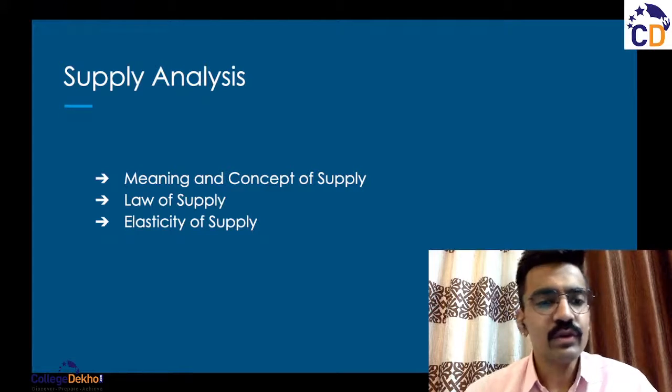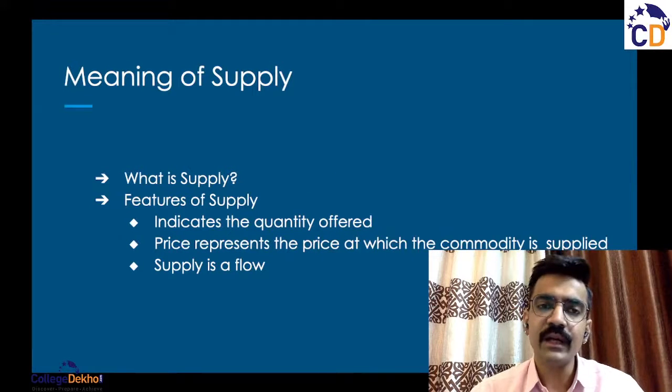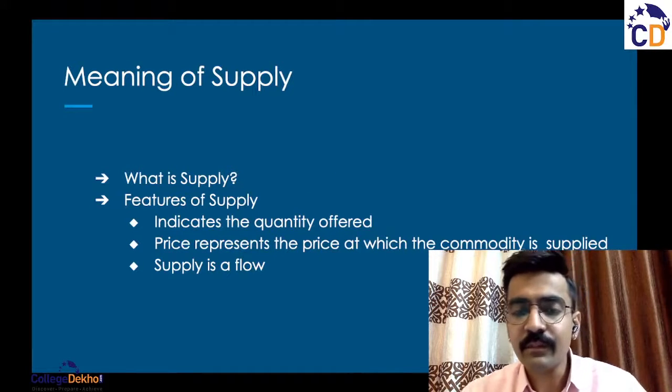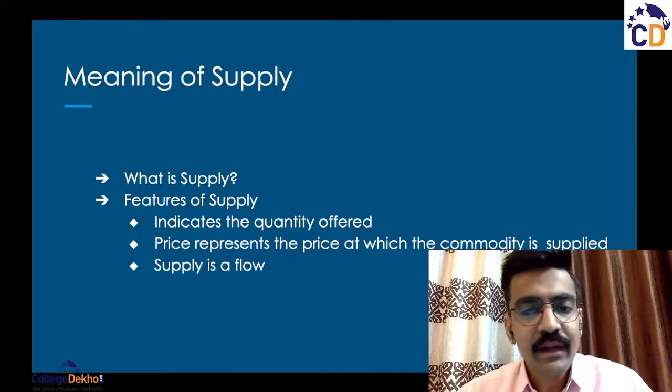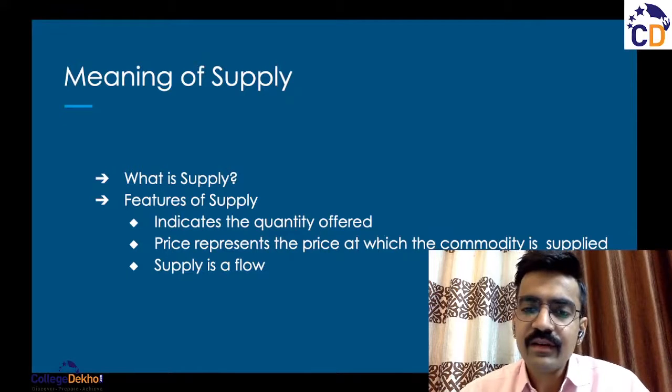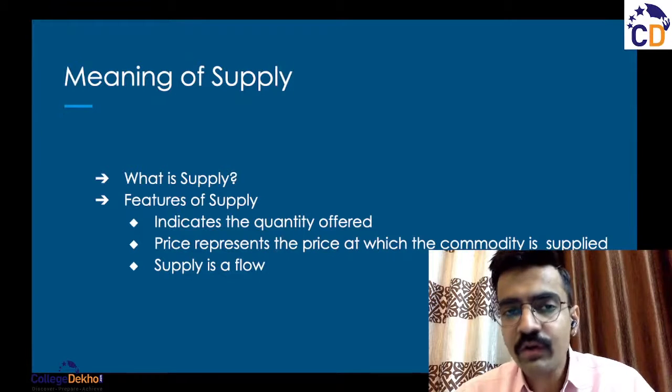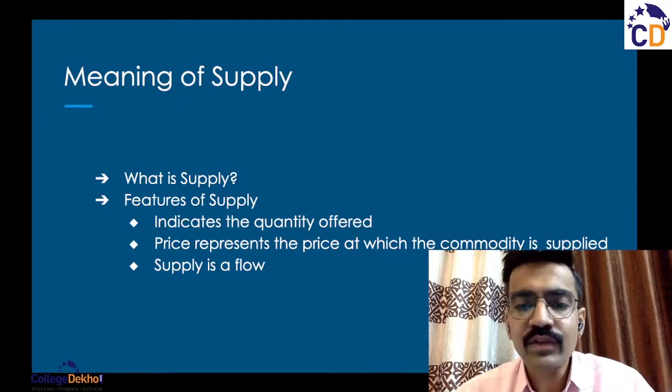All right. So let us begin with the first topic, which is the meaning of supply. So first of all, what is supply? Supply is a term which refers to the quantity of a commodity that the producers are willing to sell at different prices per unit of time.